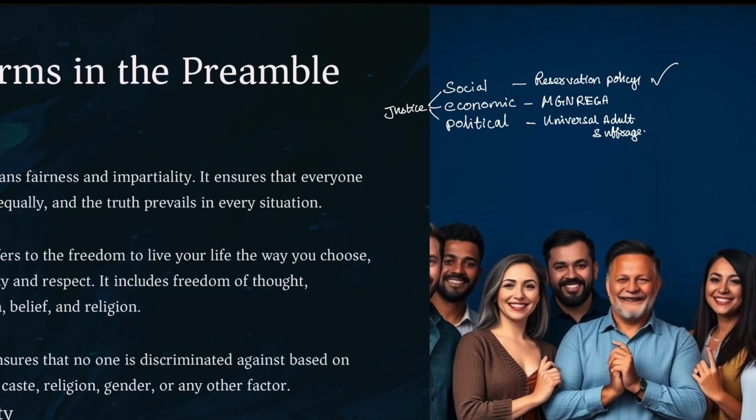Economic justice aims to bridge the gap between the rich and poor through policies like the Mahatma Gandhi National Rural Employment Guarantee Act, which provides employment to rural people. Political justice ensures that all citizens have the right to participate in the political process, primarily through universal adult suffrage, that is, the right to vote.